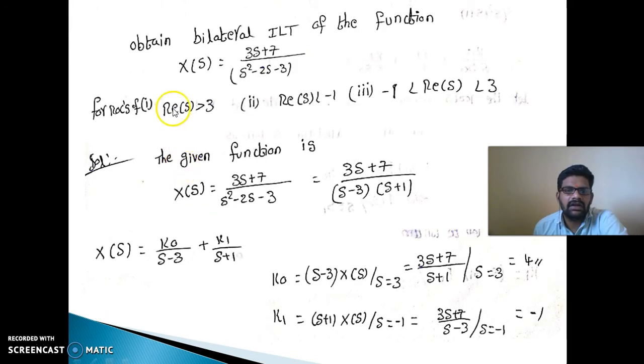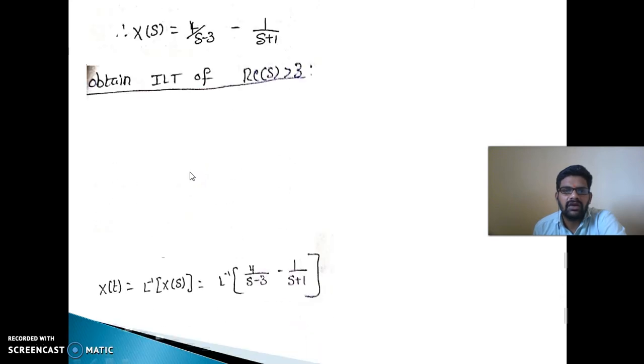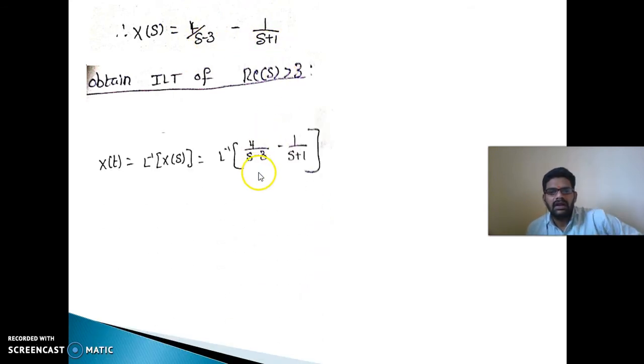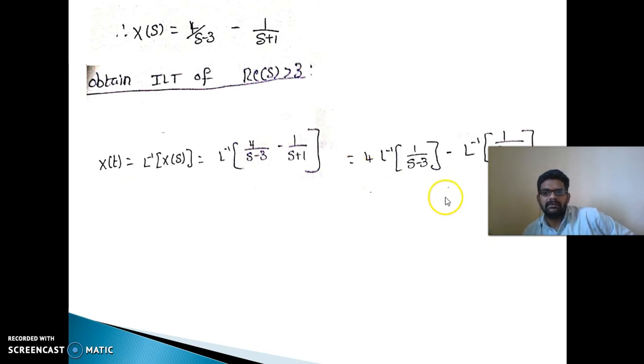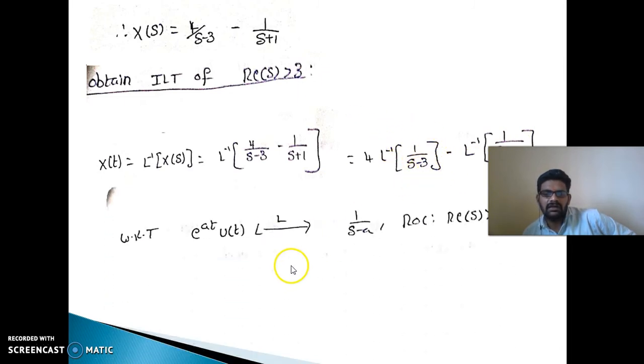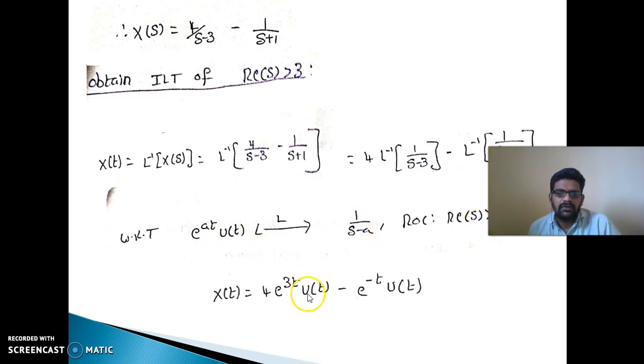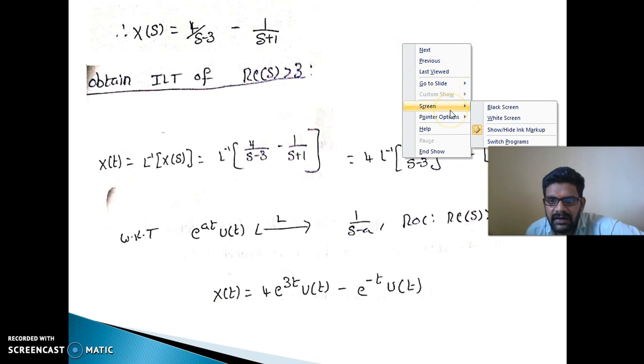First case, what is it? ROC is greater than 3. So in these two functions, the pole at -1 lies on the left side of the plane and this pole is at 3. So this is the ROC he is asking. So e^(-at) u(t) has ROC Re(s) greater than a. So it is 4e^(3t) u(t) minus e^(-t) u(t), because this pole exists on the left side.